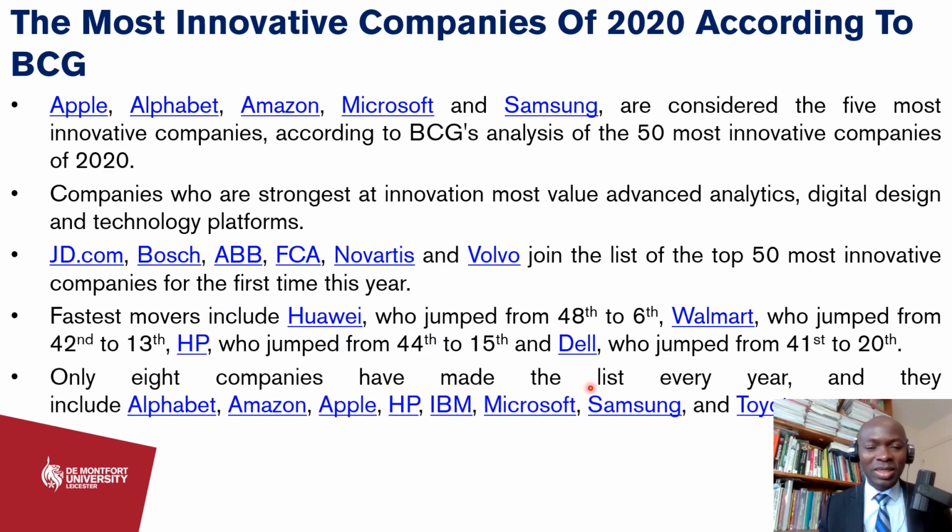So interesting stuff. There are a number of companies there, but every year, these eight companies have made the list: Alphabet, Amazon, Apple, HP, IBM, Microsoft, Samsung, and Toyota. They've made the list of most innovative companies every single year. And what is it that sets these companies apart? That's why we'll be looking at strategic innovation today.